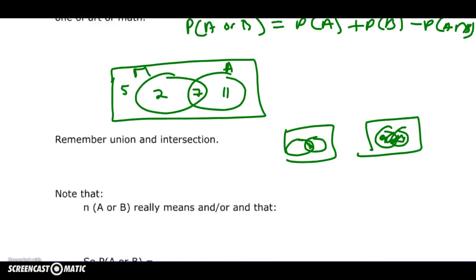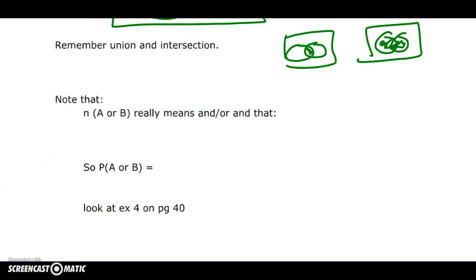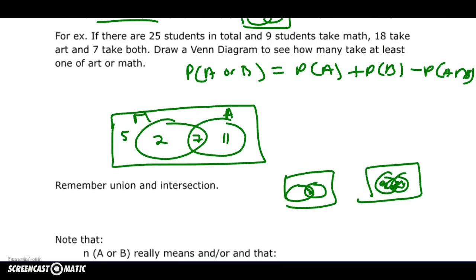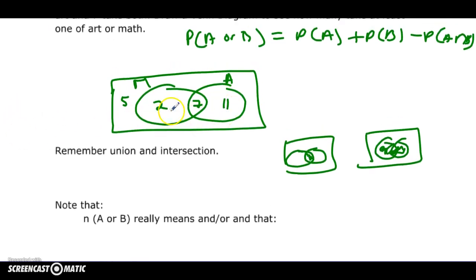And if we were to talk about the probability, and say what's the probability that a student chosen at random takes math or art, you can't double count. You cannot double count the middle, right? So what I'm saying is the probability that a kid takes art would be 18 over 25, right? So let's do this together.